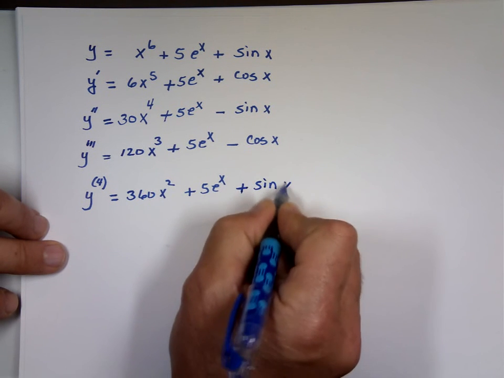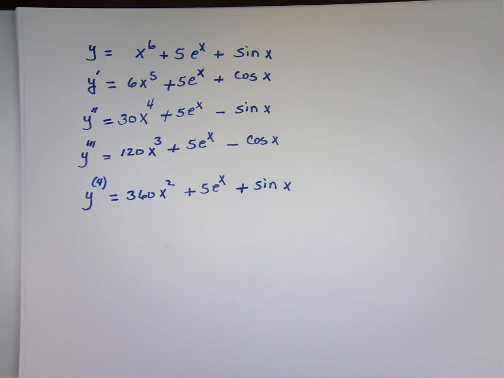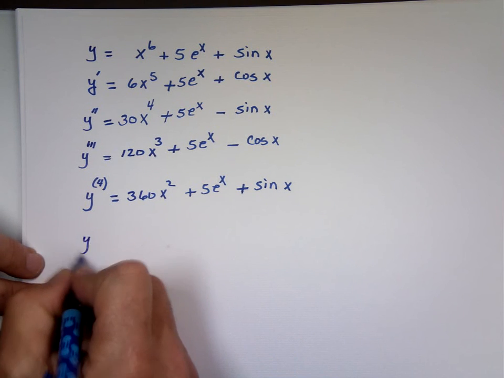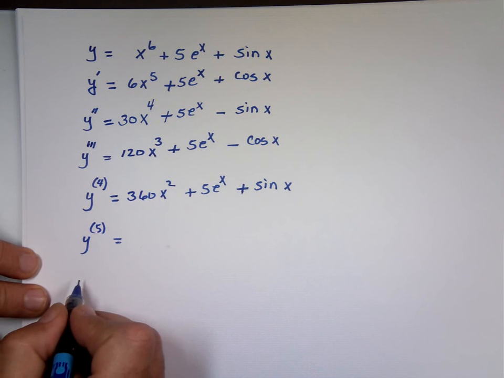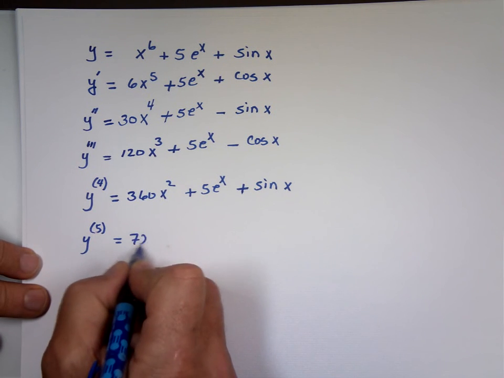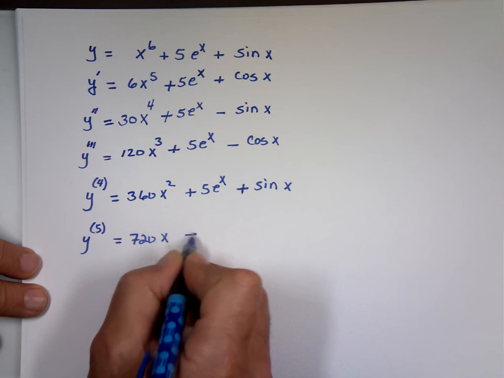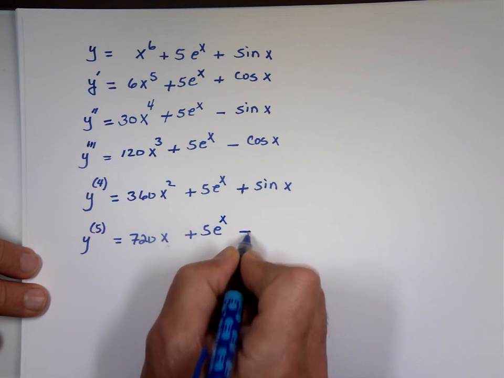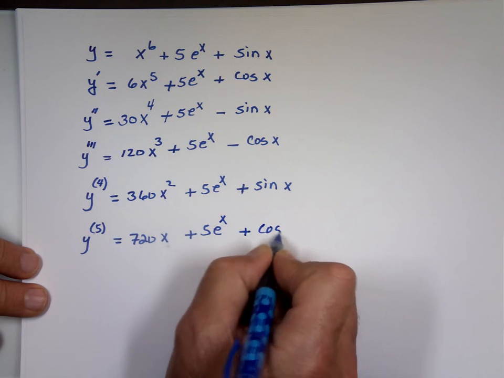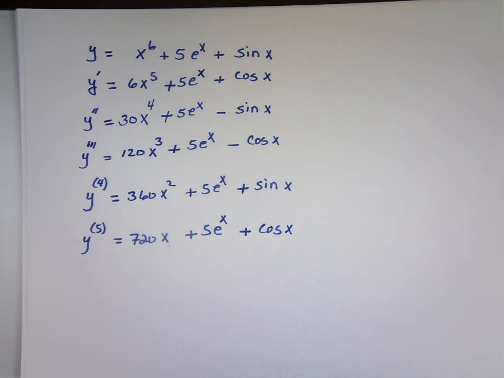I'll do one more. What's the fifth derivative? 720x plus 5e to the x plus the derivative of sine, which is cosine of x. But I think you get the idea. You can get a derivative of the derivative. It's called higher order derivative, finding the second derivative, the third derivative, the fourth derivative.